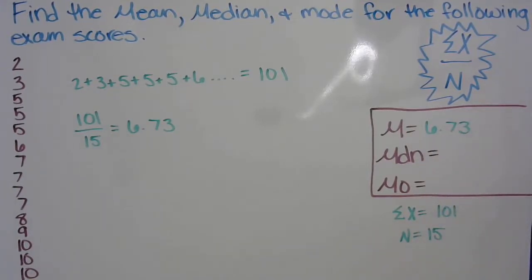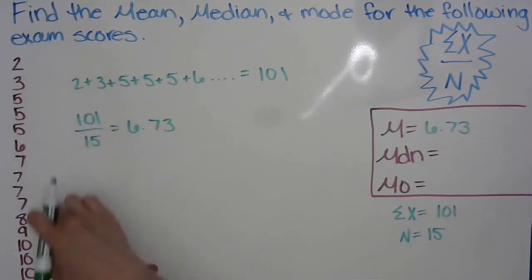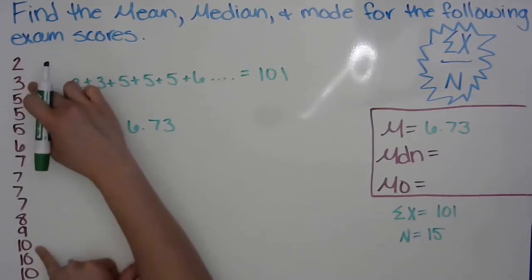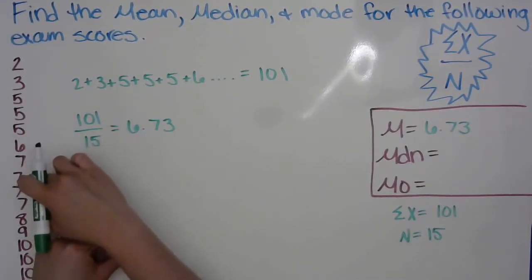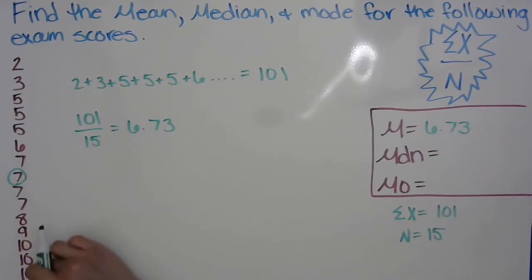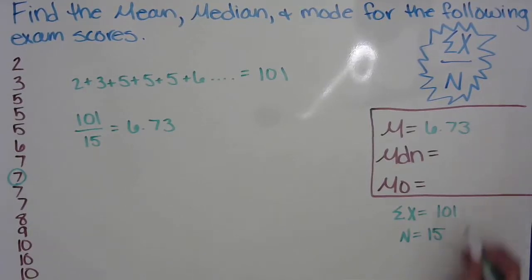So there's our mean right there, 6.73. Okay, so now let's go ahead and find the median, which is the number in the middle. So we just take our set here. It's already listed in order from lowest to highest. So we just start from here and just go all the way down to the middle, which is this number right here, right? 1, 2, 3, 4, 5, 6, 7. 1, 2, 3, 4, 5, 6, 7 on either side. There we go. Okay, so our median is 7.